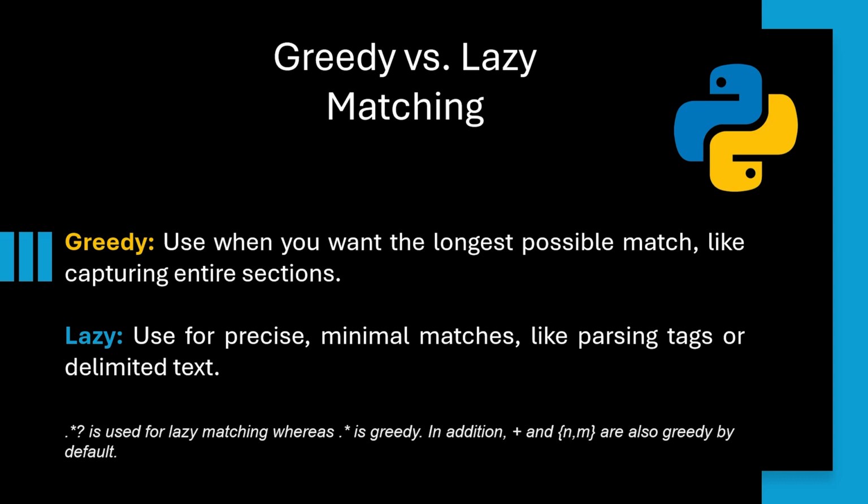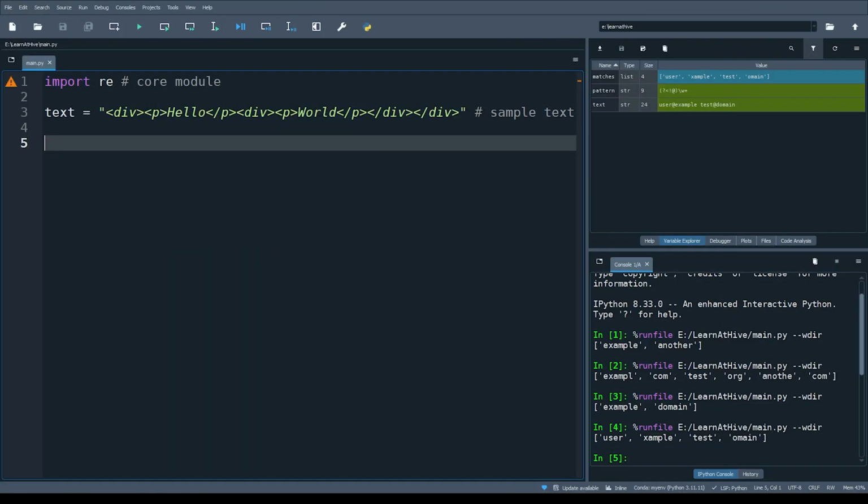Let's break it down with detailed examples to see the difference. So everyone, let's assume that you have HTML code. Here is a web page code. You want to parse and extract meaningful parts. For example, you want to extract paragraphs, and you want to first try greedy.